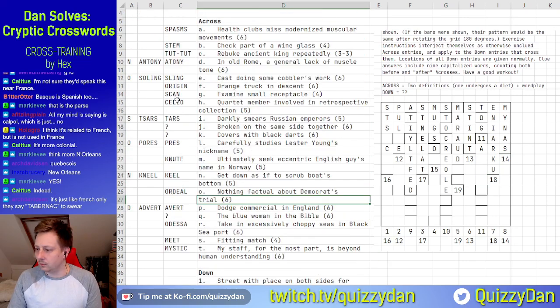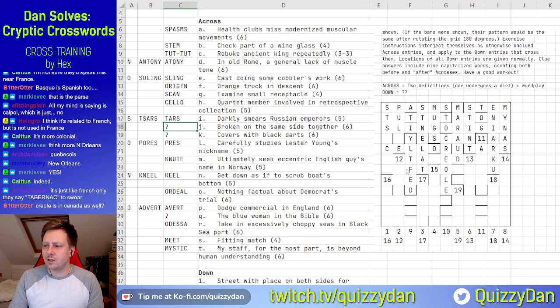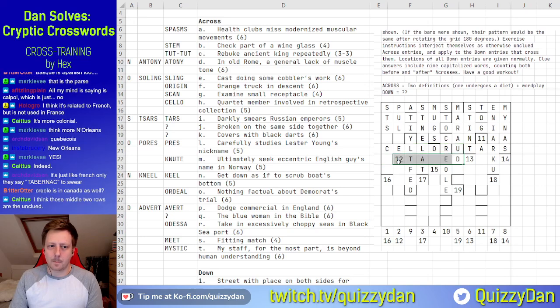So for 12, we've got cello, we've got tars. It's going to be along here somewhere. 4, broken on the same side together. Stared, staked, shattered. I feel like it goes here. Oh, these two. You think it's? Of course, we're going to be getting. So anything that interacts with a couple of unclued across entries get reversed, and Ukraine is reversed.